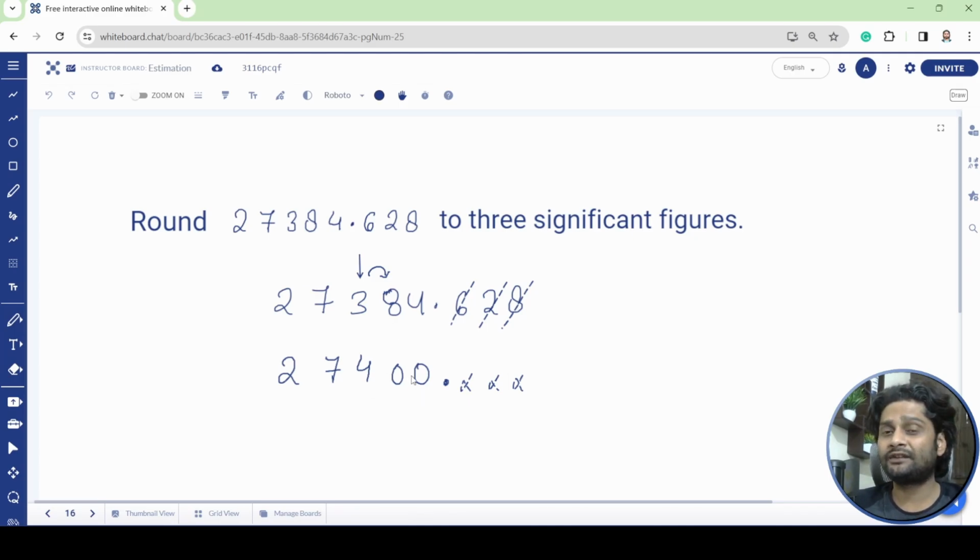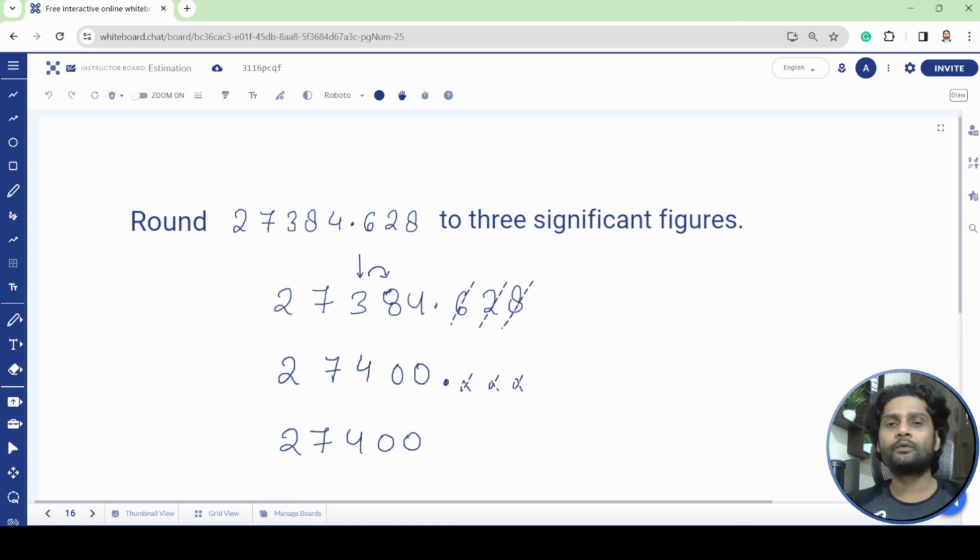So if we don't add a 0, then again there will be a trouble. We don't want that number to be lesser. We just want to make it simpler. We do not want to change it drastically. So the answer is going to be 274,000. And right now you notice there are 3 non-zero numbers which are significant. These trailing zeros in the whole number are not significant. And we are done.